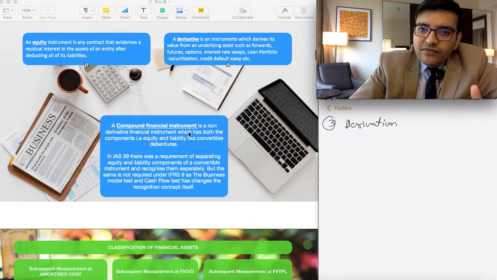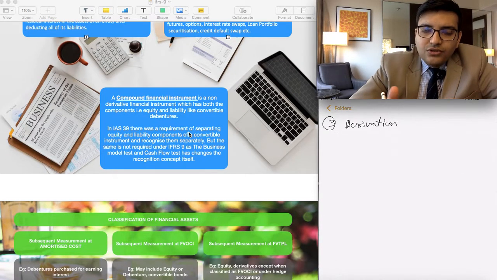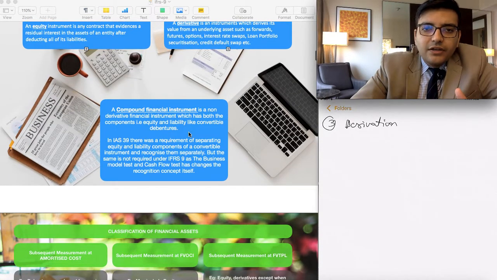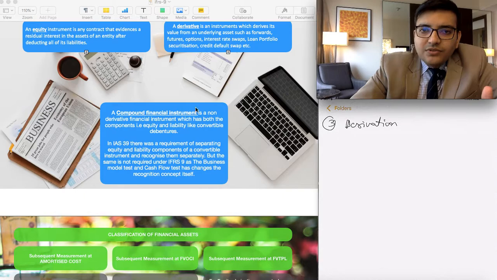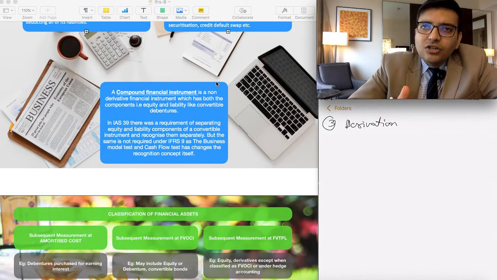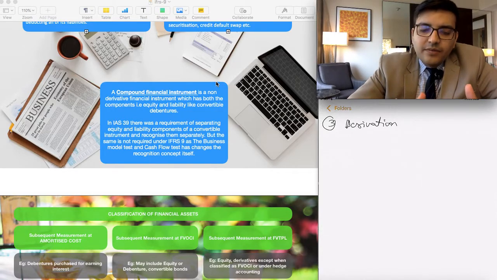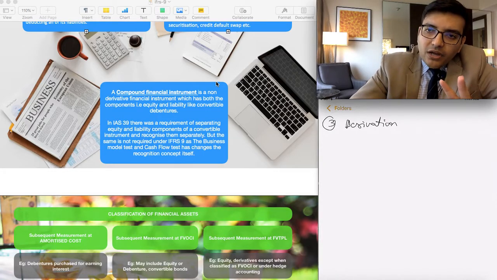What is a derivative? It derives its value from an underlying asset. Just like options, just like futures, these are all derivatives. Interest rate swaps, forwards, everything. Now, a compound financial instrument is basically a convertible instrument like convertible debentures or convertible preference shares. All these are compound financial instruments because they contain two components.